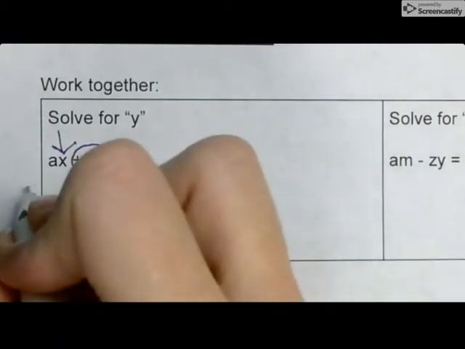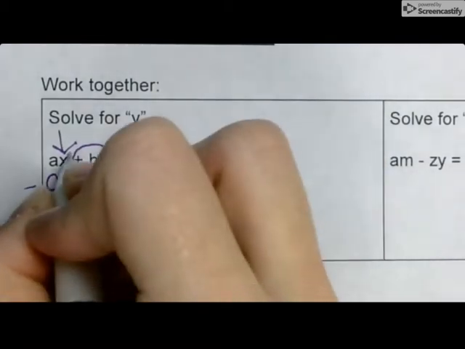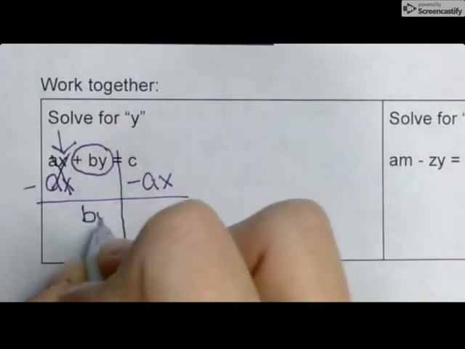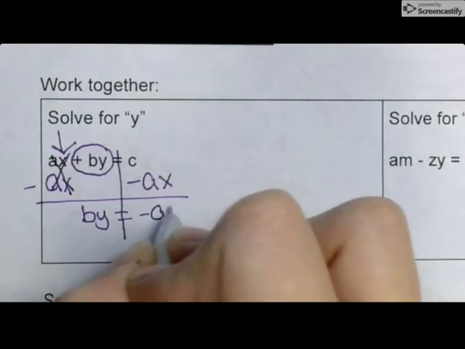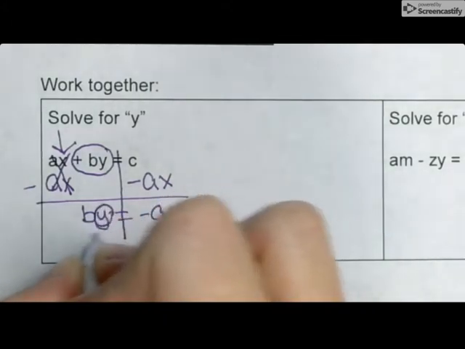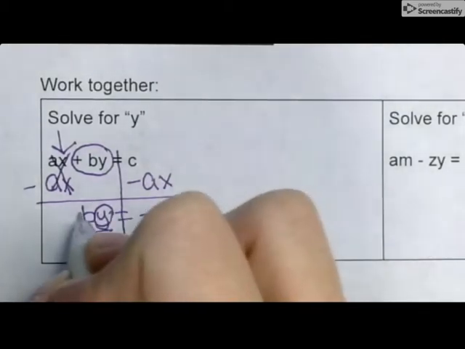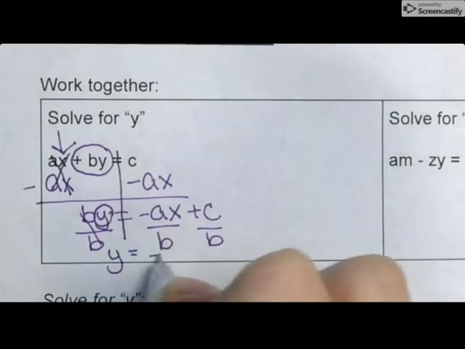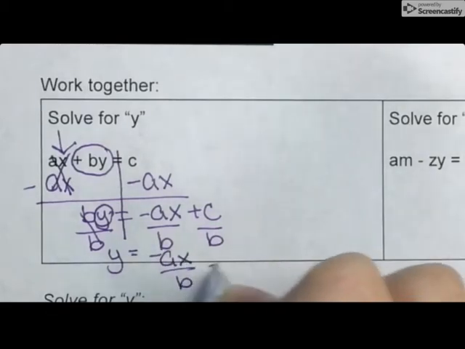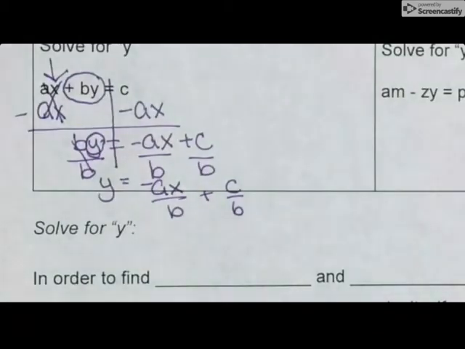The inverse of a positive ax is a negative ax. These cancel out, bring down my positive by. My ax and my c are in different terms, so they cannot be combined. They have to stay separated. I want to get y by itself, so I need to divide every single term by b. When I do that, I'm going to end up with two different terms over the same letter. And that's perfectly fine. That's what I want. That's it. Okay?